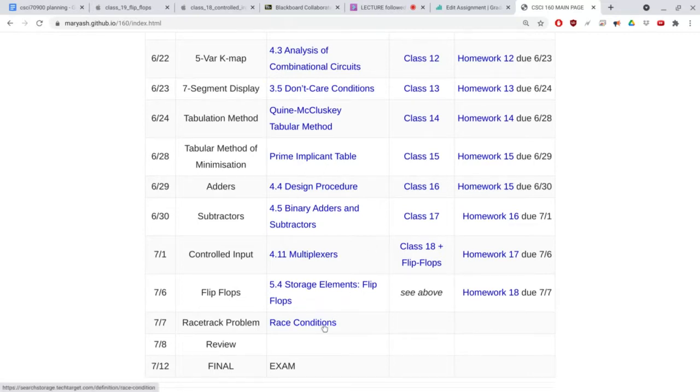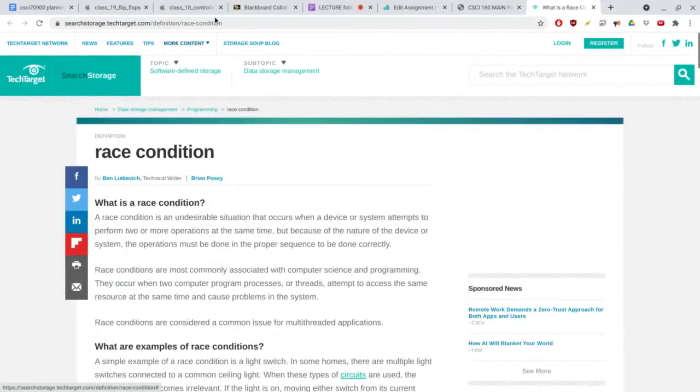Right, so Jordan, is it working now? No, it's not working. I can try restarting my computer after the lecture. Don't restart your computer. So when you click on it, what do you see in the URL? I see search storage.techtarget. I see the same URL that you have, but my screen is just black with a dot.